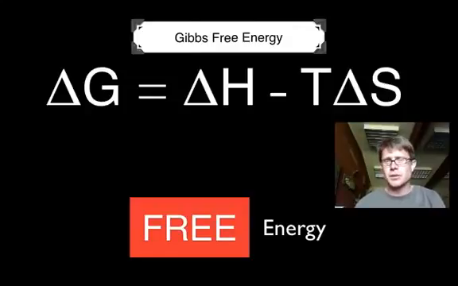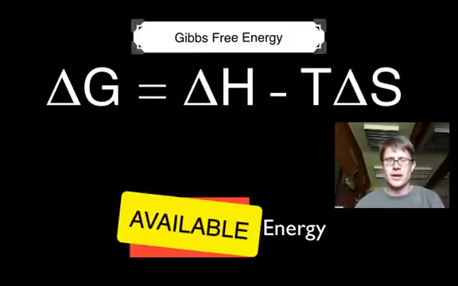I think the first place to start is the name itself. The idea of "free" kind of gets in the way. So what I'd like to go back to is the old name, which was "available energy." Let's think of delta G as available energy, or energy that we can actually use to do work. The other thing that makes it hard is the equation itself is confusing.